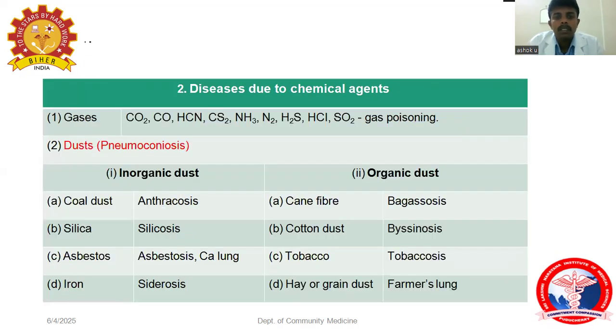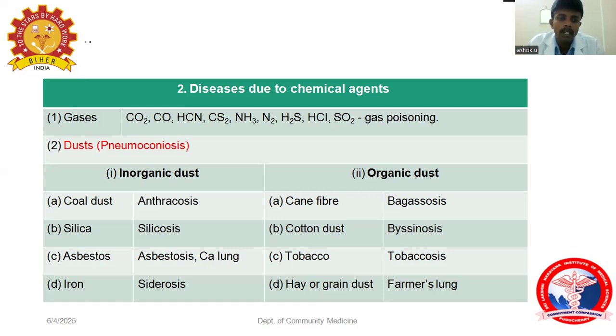So coming to diseases due to chemical agents, exposure to gases such as carbon dioxide, carbon monoxide, hydrocyanic acid, carbon disulfide, nitrogen, hydrogen sulfide, hydrochloric acid, and sulfur dioxide can lead to gas poisoning, which is very dangerous. What is important here is a term called pneumoconiosis. Pneumoconiosis involves all the occupational lung diseases which result from inhaled dust in one form or another during the operation. Coming to the dust, we have inorganic dust and organic dust.